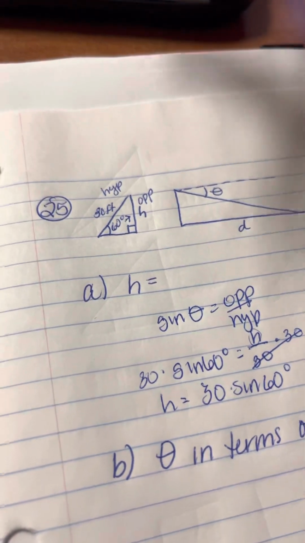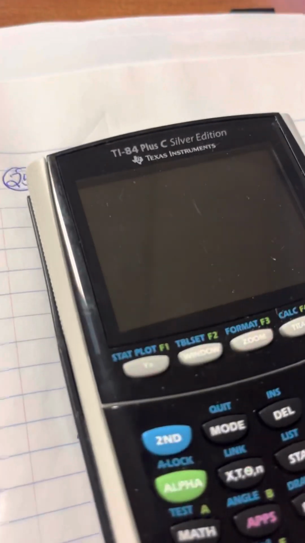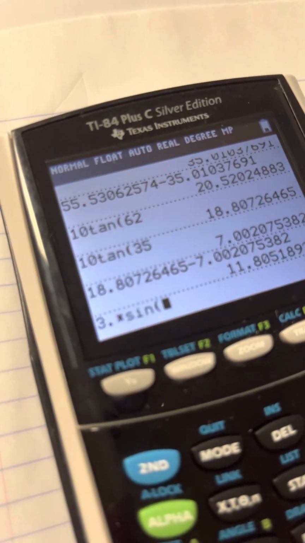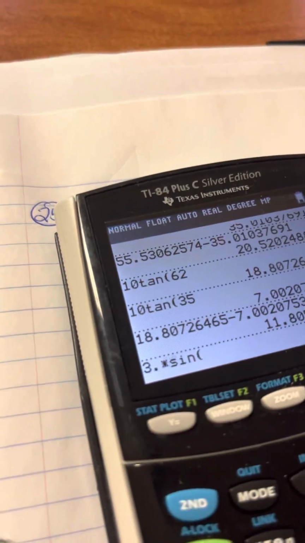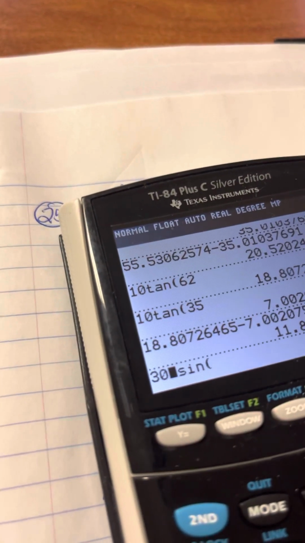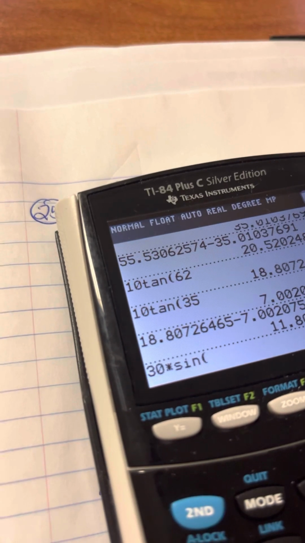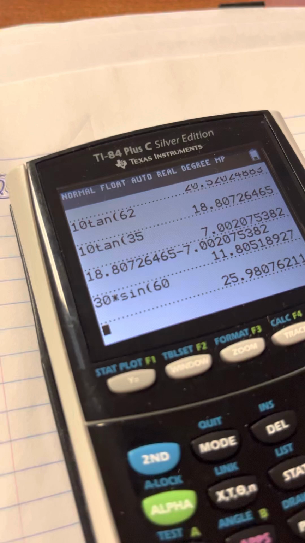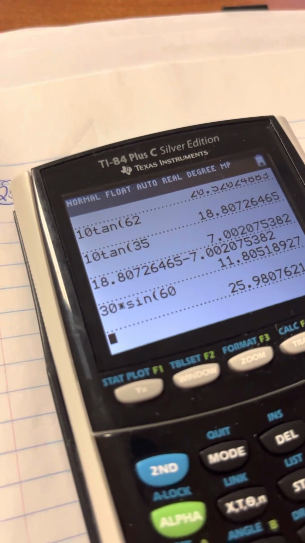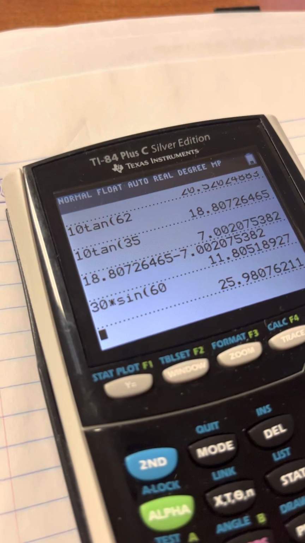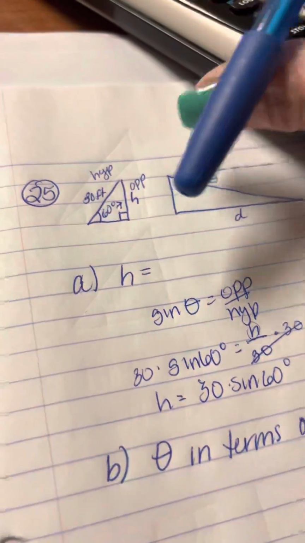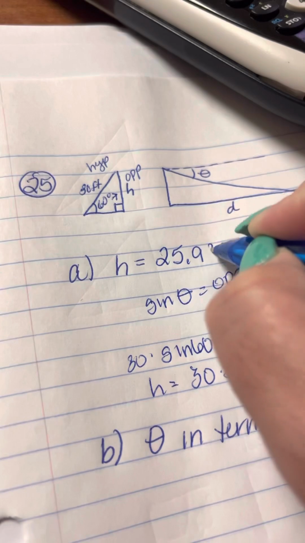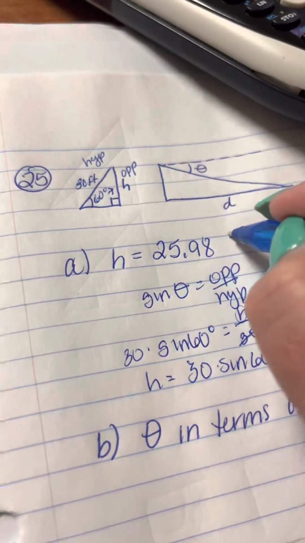So we pick up a calculator, do 30 times the sine of 60, get 25.98. Again, I'm not sure what they told you to round to. Okay, 2 decimal places. 25.98. And that is in feet.